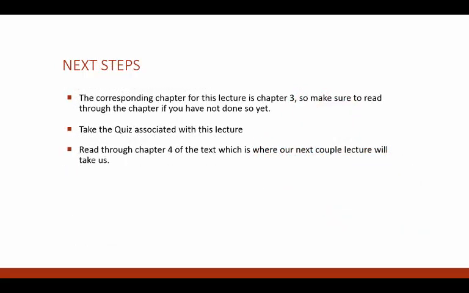This concludes our look at the specific factors model, which is chapter 3 of your text. Your next step is to take the quiz associated with this lecture. Make sure to finish reading chapter 3 if you have not done so already, and get ready to get into lecture 5, which looks at the Heckscher-Ohlin model of trade. This is chapter 4, and you want to get started on that chapter as well.